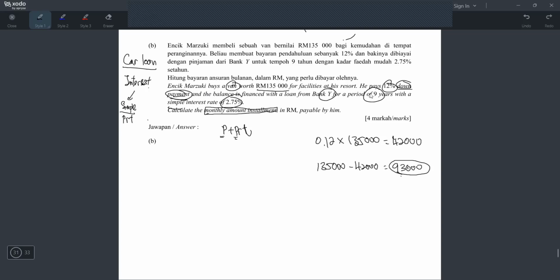Finance with a loan from bank Y for a period of 9 years with an interest rate of 2.75. Calculate the monthly installment amount. Maksudnya, when you borrow 93,000 from the bank, when you pay back, you cannot pay back 93,000 only. You have to pay back 93,000 plus interest. And how to get the interest? How to get the faedah? You have to use the PRT formula lah. And the PRT formula is 93,000 times the interest rate, and then times the time in years.